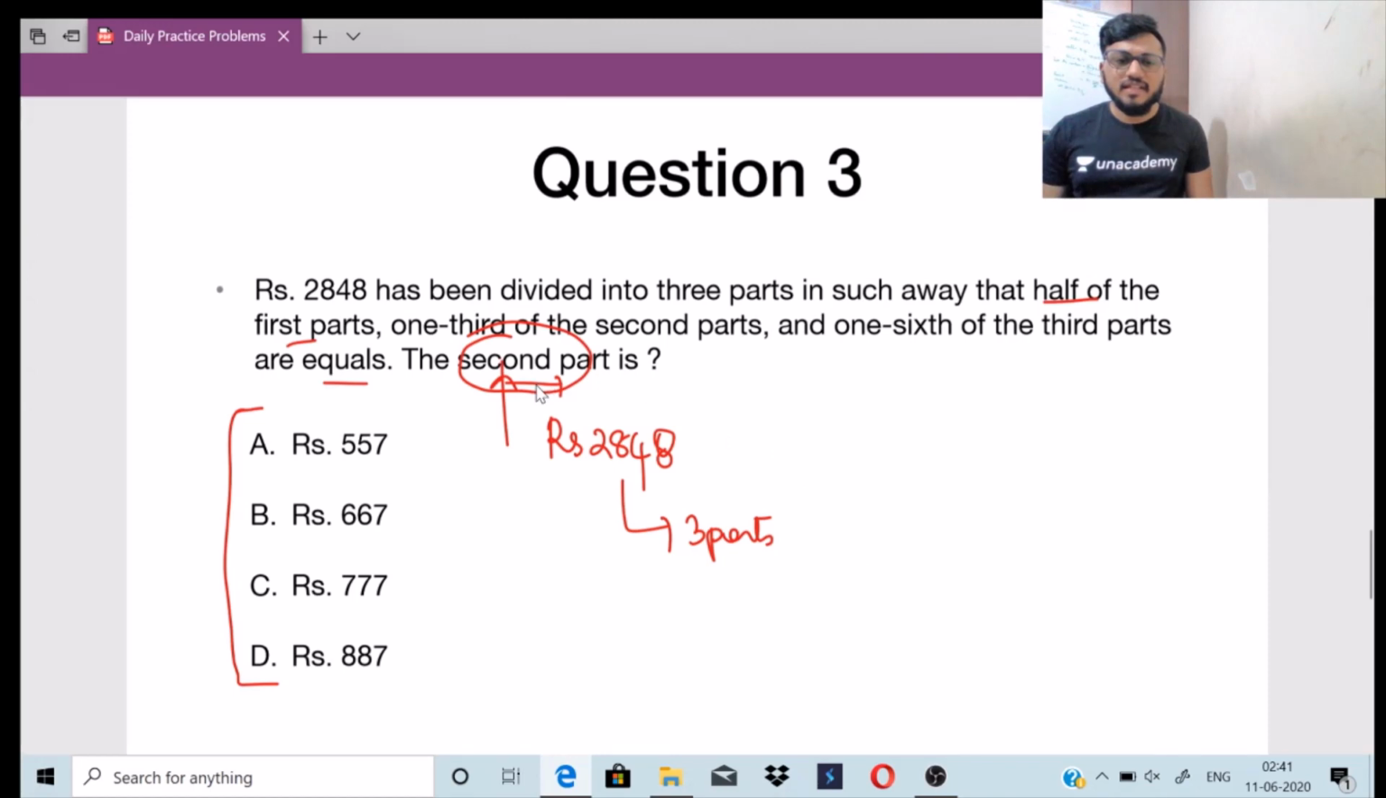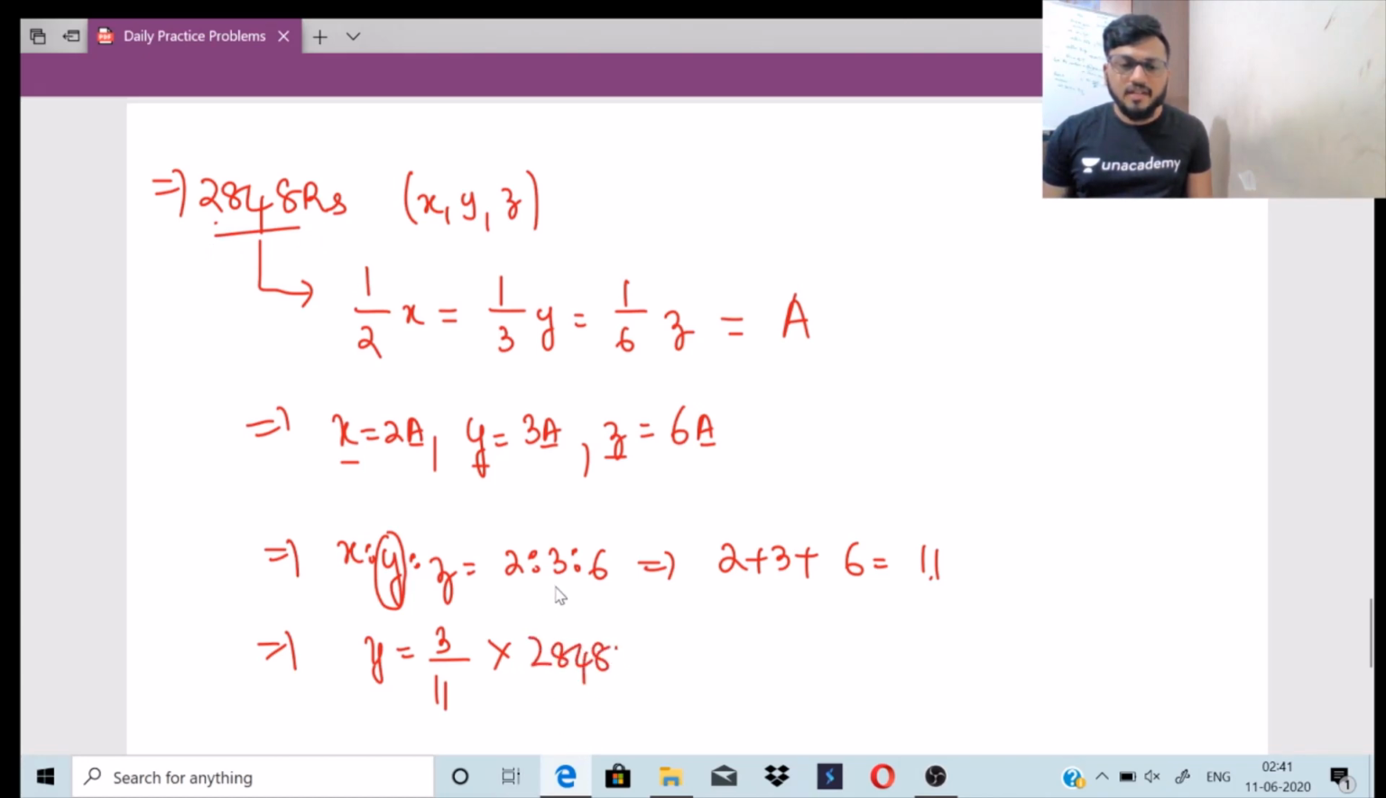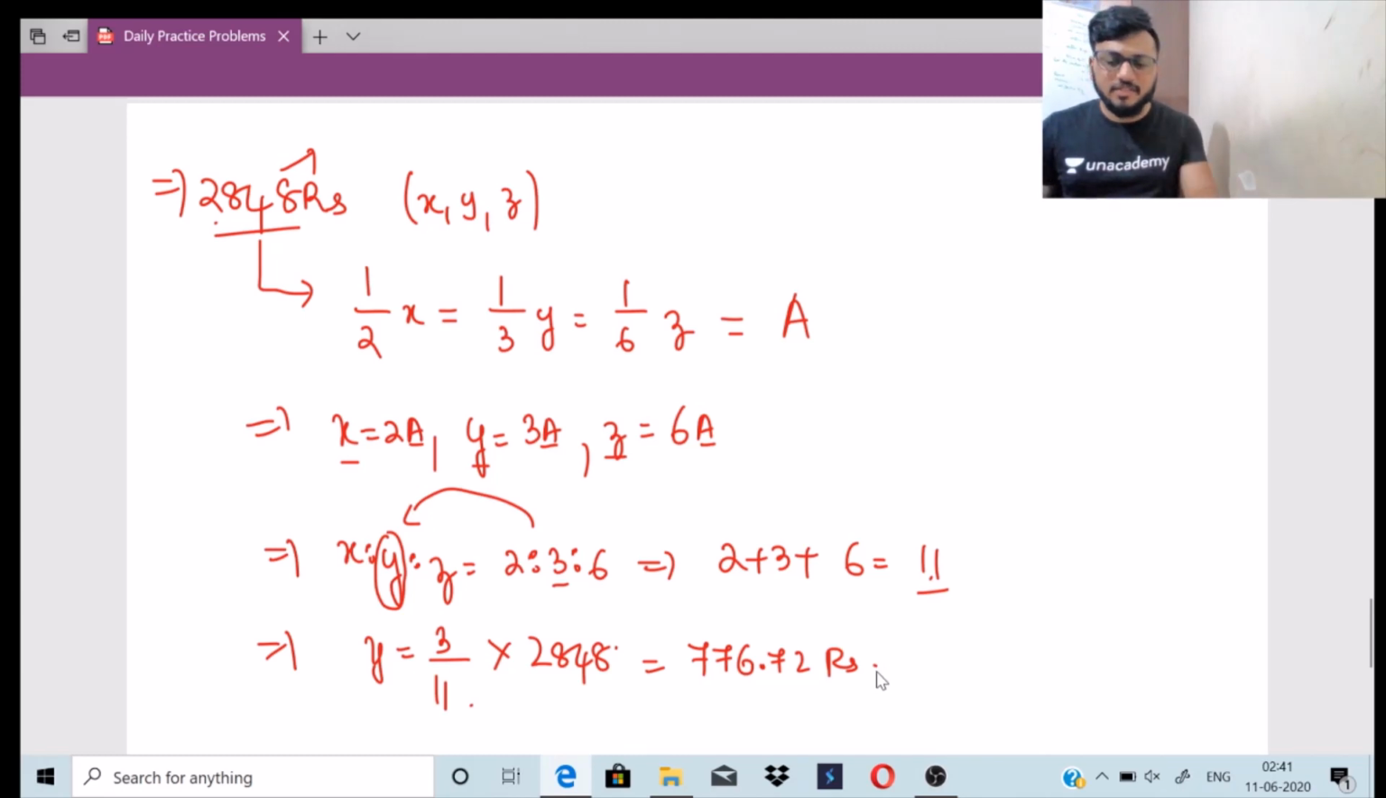Go back to the question. They have asked the second part. What is the second part here? The second part is y. y is equal to 3 divided by the total 11 into the sum of all, which is 2,848, right? 3 is the ratio of y, 11 is the total ratio, that is the sum of all the ratios, and 2,848 is the total amount of money. 3 by 11 into 2848. So this will be equal to 776.72 rupees.